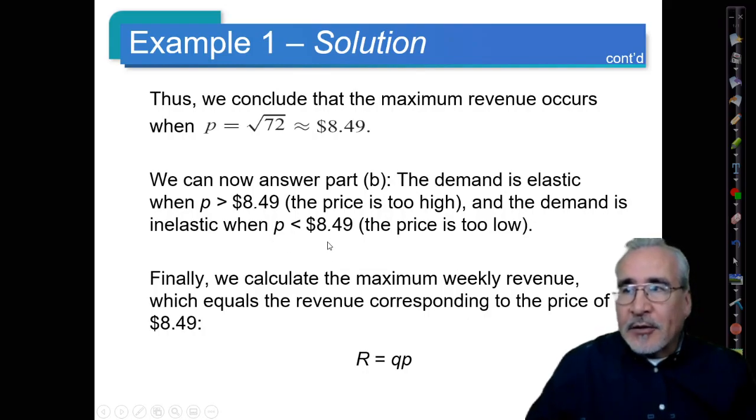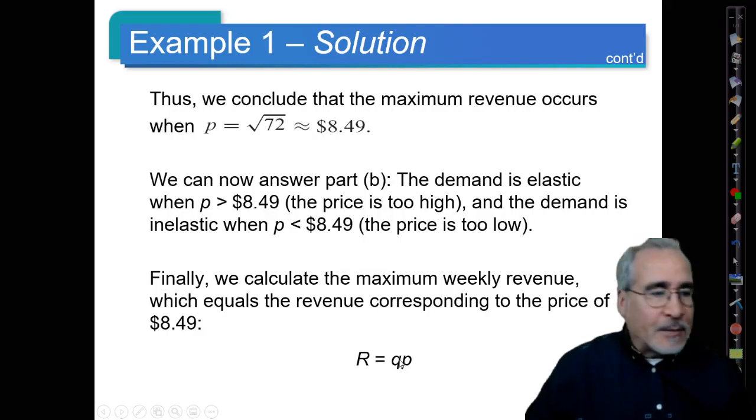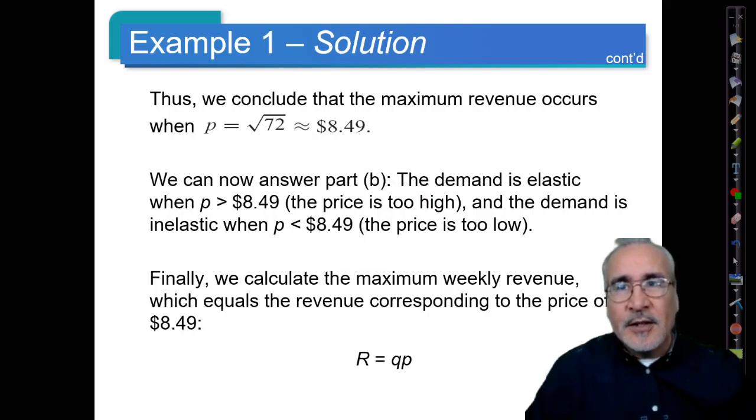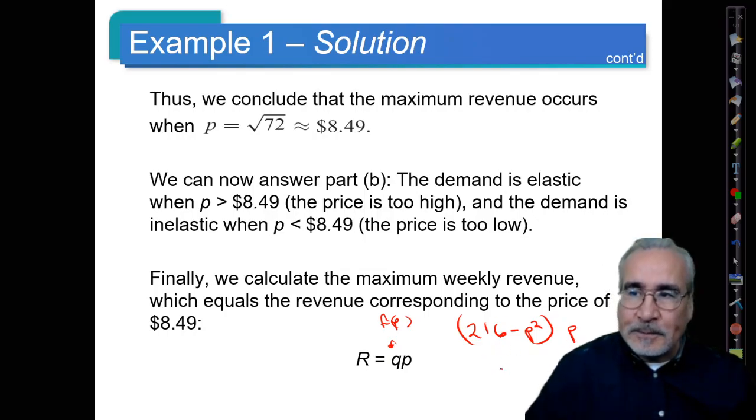Well, we know the best price is $8.49. So we take that price times the quantity function, the demand function. And what is that demand function? So again, we'll do this before we get to the next. So remember this demand function. This is f of p, which was 216 minus p squared, right, times p. This is going to give us revenue, the price, times the amount that we will sell.